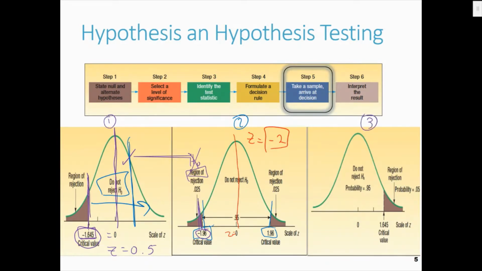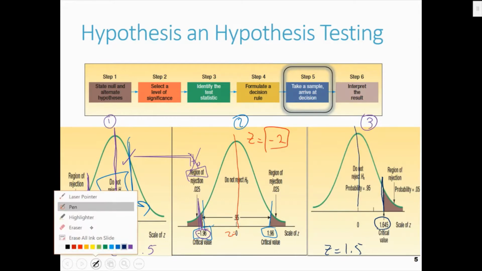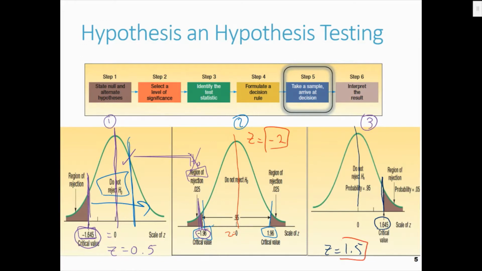Let's assume you're on the third drawing here, and you do your test statistic, and the Z that you get is equal to 1.5. Your critical value for this exercise is 1.64, and always in the middle is 0. So where is this 1.5? Well, 1.5 is less than 1.64, so it's somewhere over here, which means that you're in your do not reject zone.